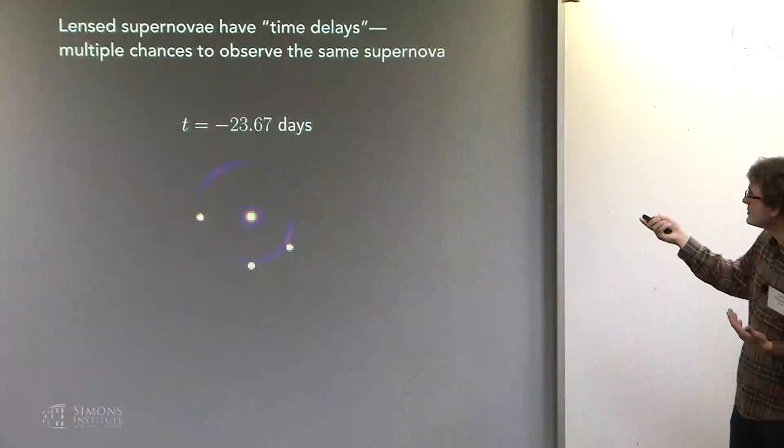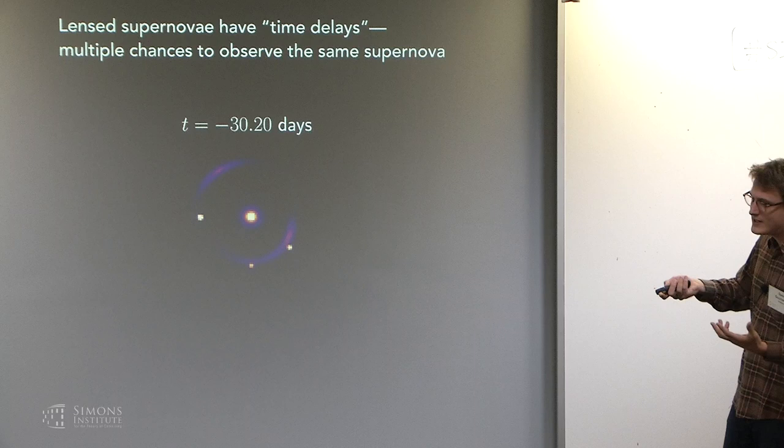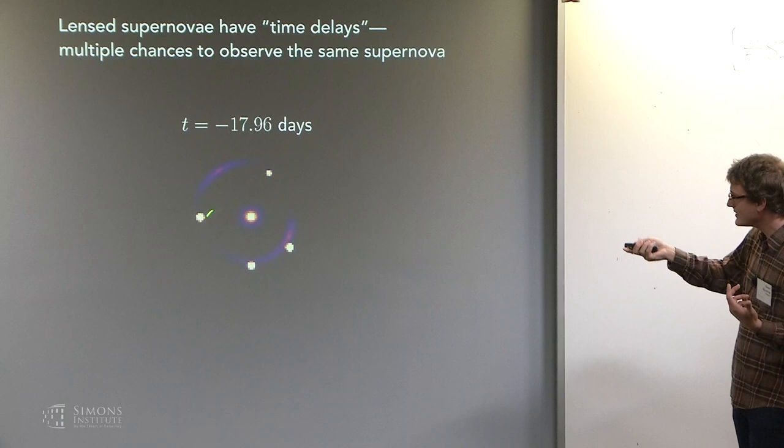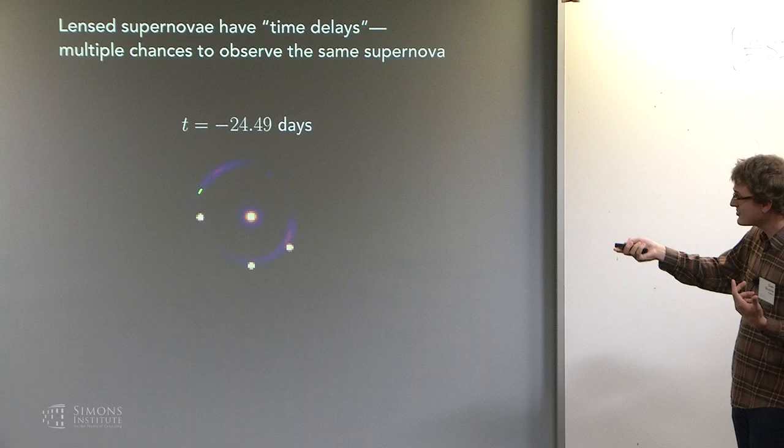So light emitted by the supernova at the same time will reach us at different times traveling through the different images. This is just a simulation showing that. You can see one supernova in 4 different places because it's being lensed by this foreground galaxy here. And this is actually the galaxy that's hosting the supernova, but it's been so distorted by the gravitational field of the foreground galaxy that it just looks like a ring.